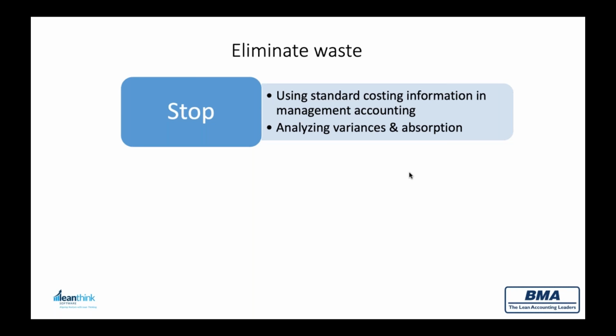Now, we also want to stop analyzing variances and absorption. Just because you create a lean management accounting system, if you're still using standard costing to value inventory, you're still going to get variances and absorption. Now, I'm going to show you some examples of how maybe you could reduce that, but you're not going to eliminate that. So really the key is to just not analyze them anymore. Yes, they appear on the financial statements, but we know why they're appearing. It's a product of the system, but the numbers really don't mean anything. Do they impact profits? Yes, but they really don't mean anything.